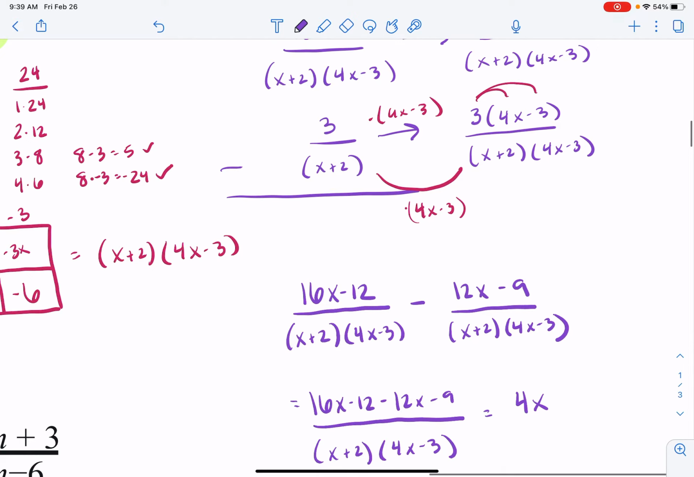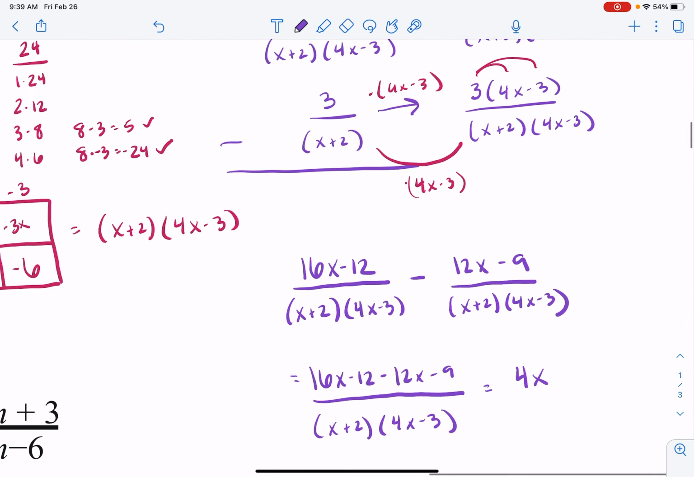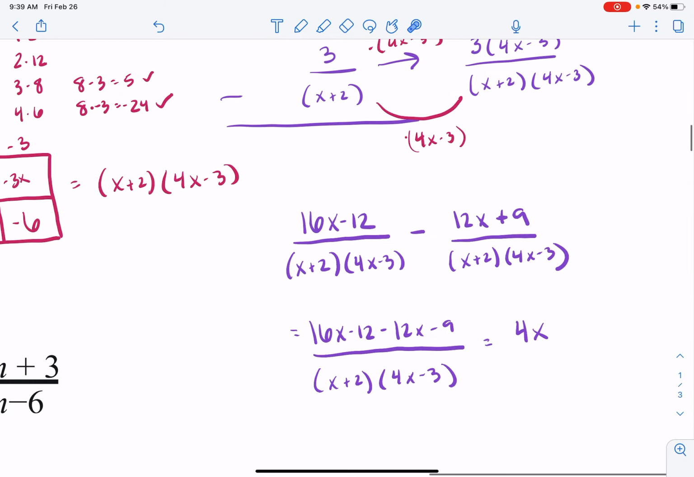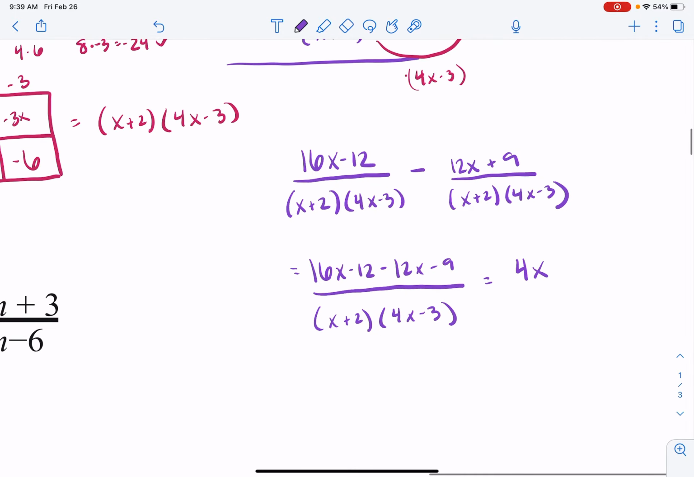when I distribute here, one thing that I didn't totally address is that this is actually going to be a plus 9, because if I would have left this as 4x minus 3, this is technically a negative 3, so I'd be negative 3 times 4x and then negative 3 times negative 3. So that makes this become 12x plus 9. Sorry, I apologize for that. So this is a plus 9.